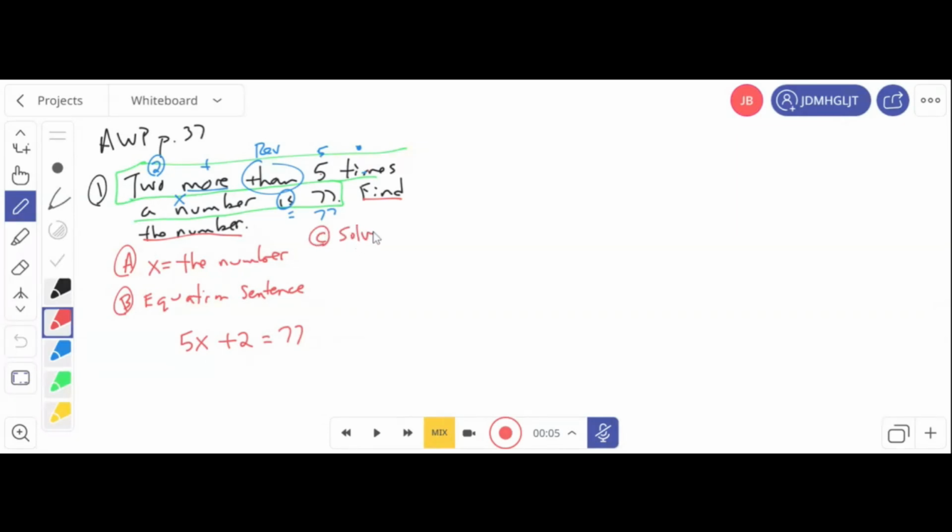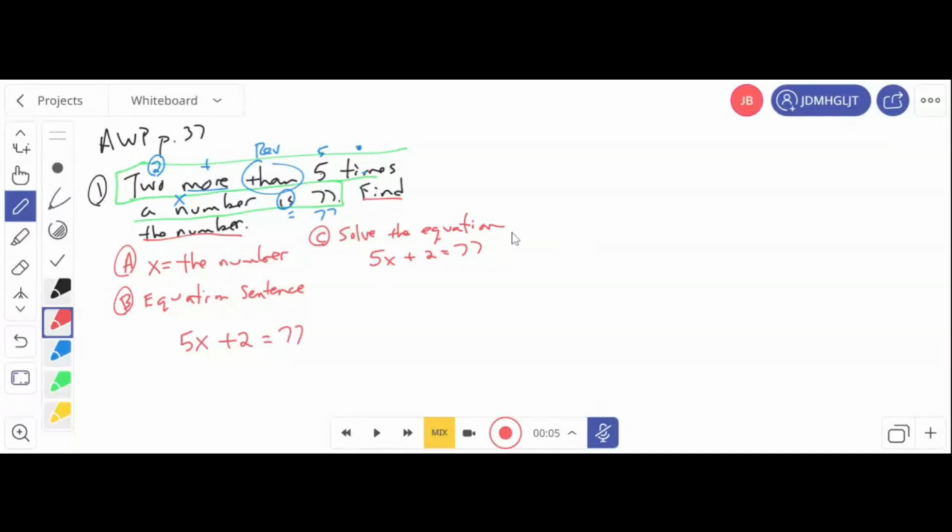C is solve the equation. 5x plus 2 equals 77. So get rid of parentheses. There aren't any. Combine like terms. No like terms. Get rid of variables on both sides. We don't have that. Step 4, make sure, stop sign, make sure there's only one variable term. There is. 5x is the only variable term in the problem. There are no other x's in the problem. That means we can move to step 5.